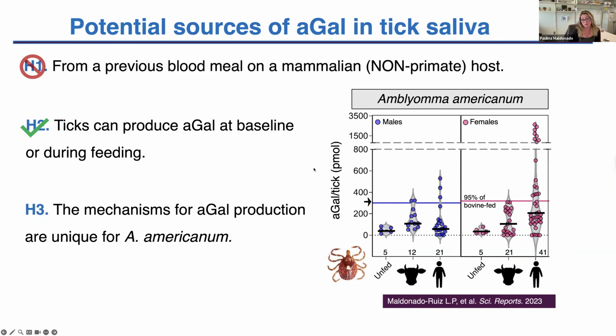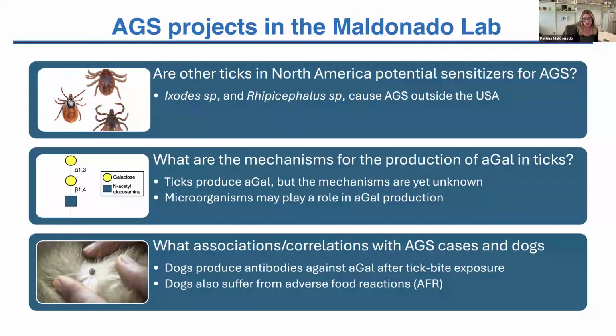But the other question is, if they're producing it, if it's something inherently genetic in the ticks, then we must assume that the mechanisms for alpha-gal production are unique for Amblyomma americanum, right? Because so far we know that it's the only tick that has been associated with that. Now that leads me to the main 3 projects that we're working on in our lab, and I'm going to try to go over them briefly just to give you a broad idea of what we found so far.